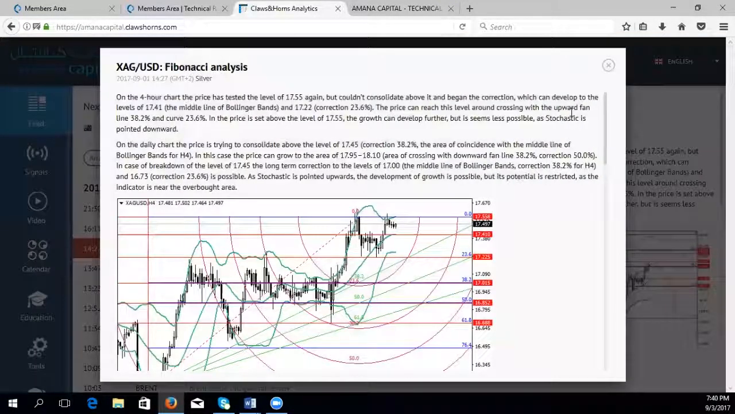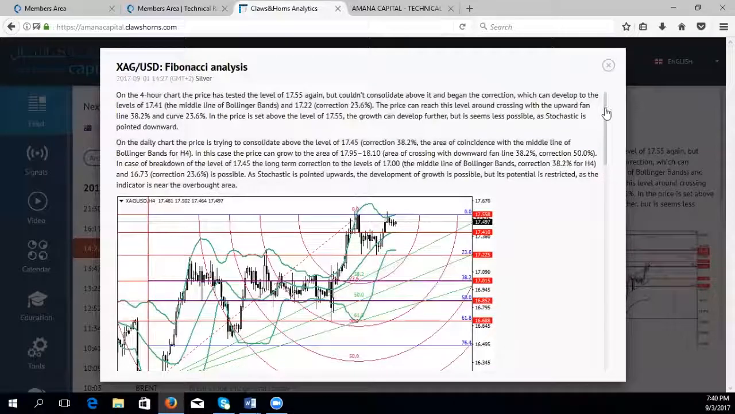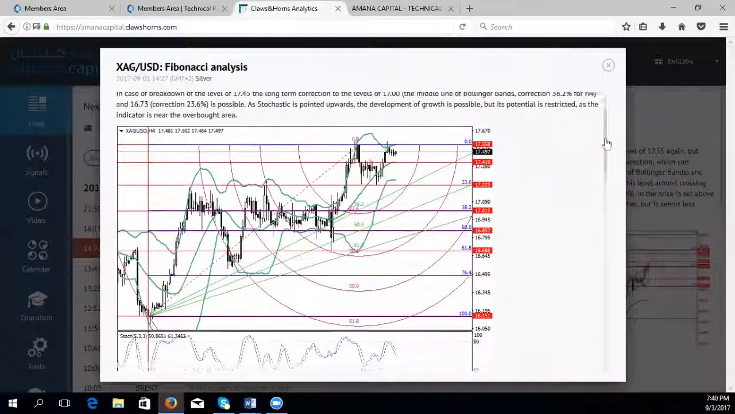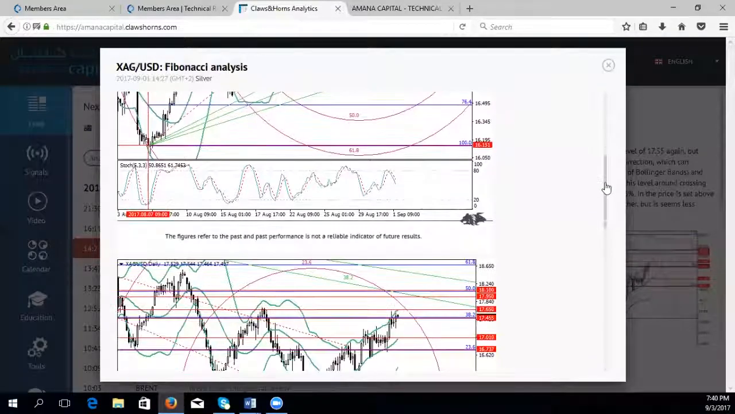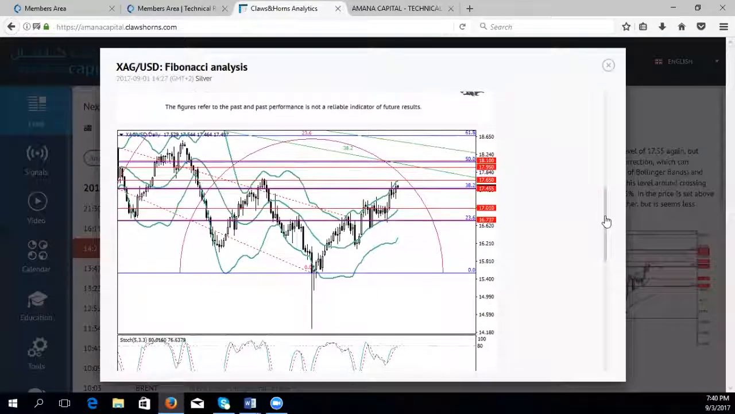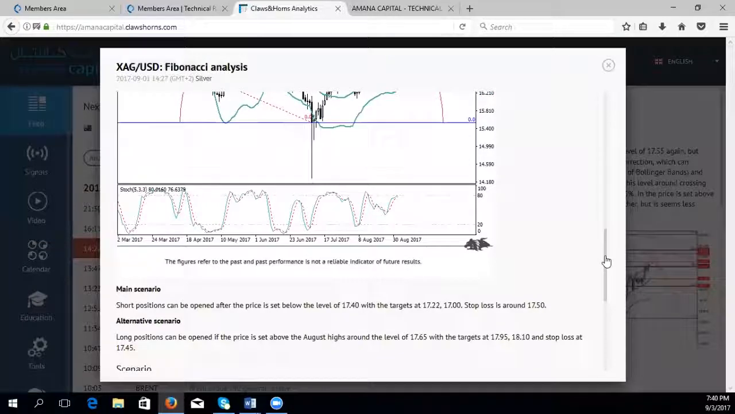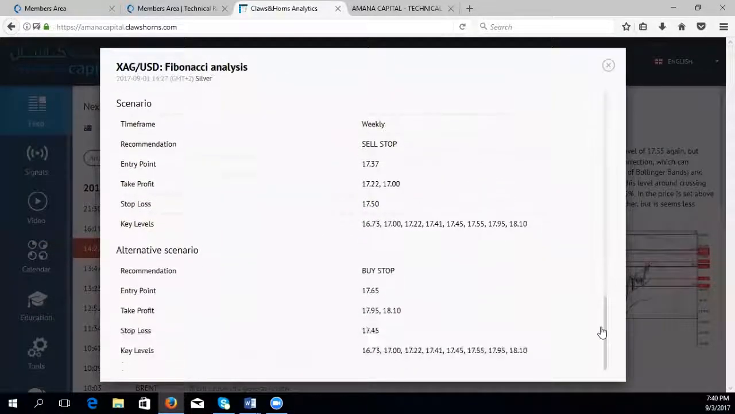Open the link. Notice this is a full demonstration of the technical analysis report with the chart and the indicators they use to analyze this market, and most importantly, the scenario and alternative scenario. And notice here, it will provide you with all information related to entry points, take profit, stop loss, and also key levels where to watch the market.